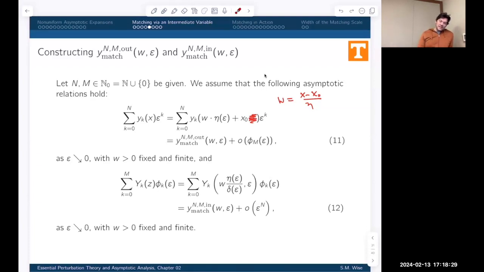You're going to do the same thing with the inner expansion. Remember, its natural variable is Z. And again, this is an error here. There's no explicit epsilon dependence of those coefficient functions. So for Z, we sub in the W variable. Remember, Z is equal to W eta over delta.